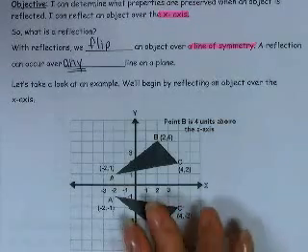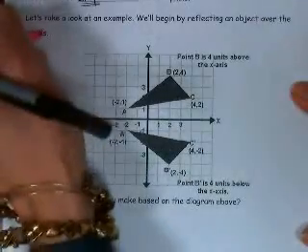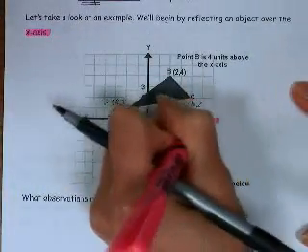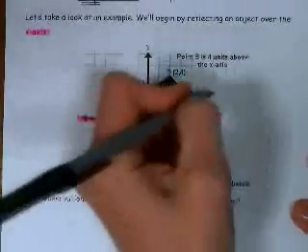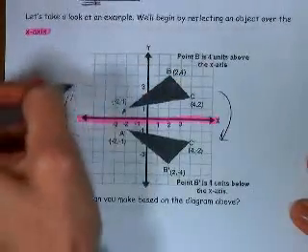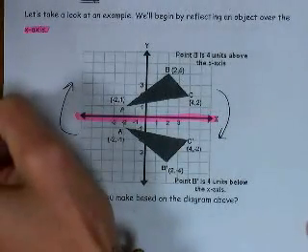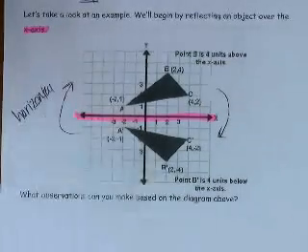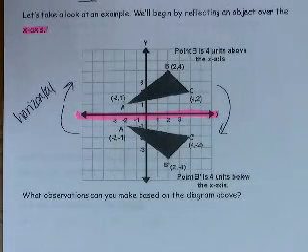So let's take a look at an example. We're going to begin by reflecting an object over the x-axis. I'm going to highlight this x-axis. It's a horizontal line, and so that means we're flipping this object up and down, from top to bottom or from bottom to top. It's a horizontal flip. So what observations can we make based on the diagram above? I want you to pause the video and come back, and hopefully you jot some things down, some things that you've noticed about the diagram.